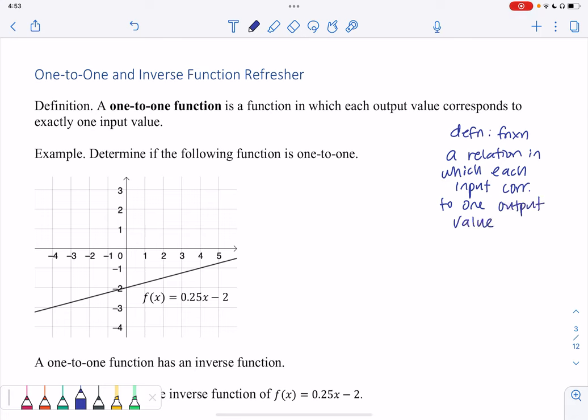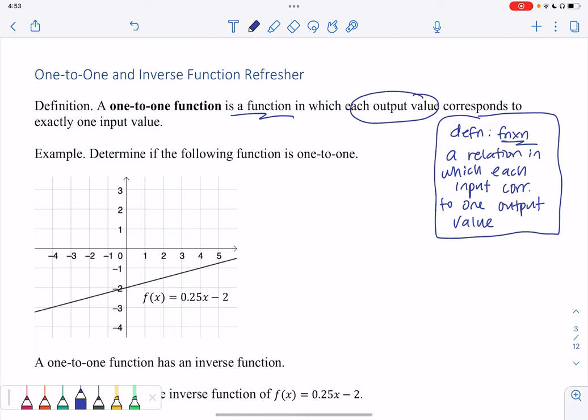So notice that we need to preserve this definition because this is just the definition of a function. And so we say a one-to-one function is a function. So I need each input to only go to one output. And now I'm adding this new thing where each output value corresponds to only one input value.